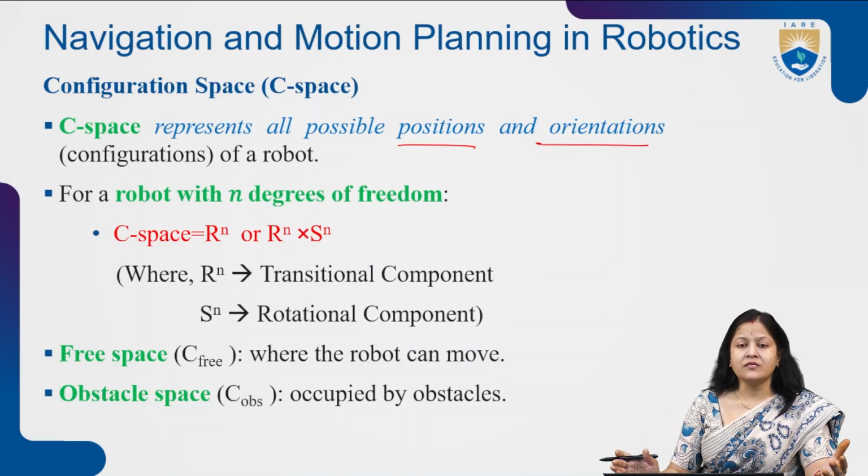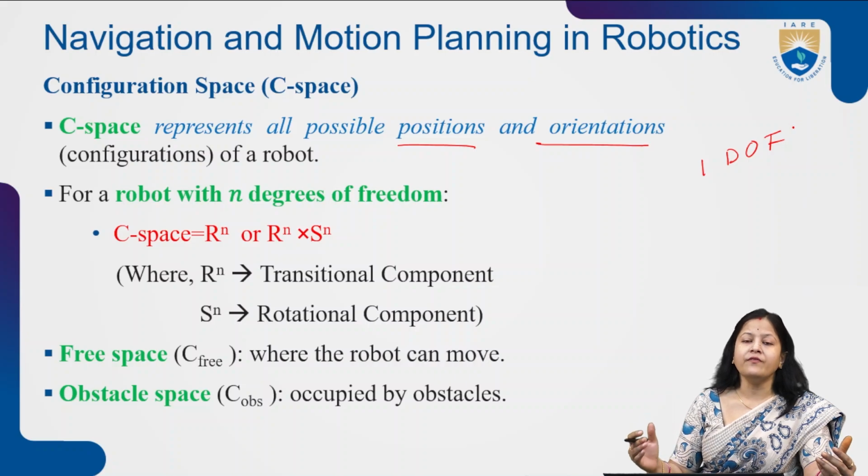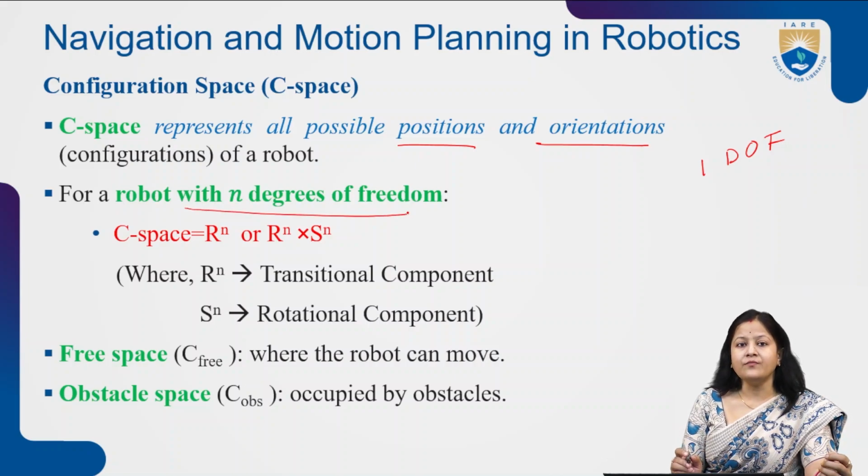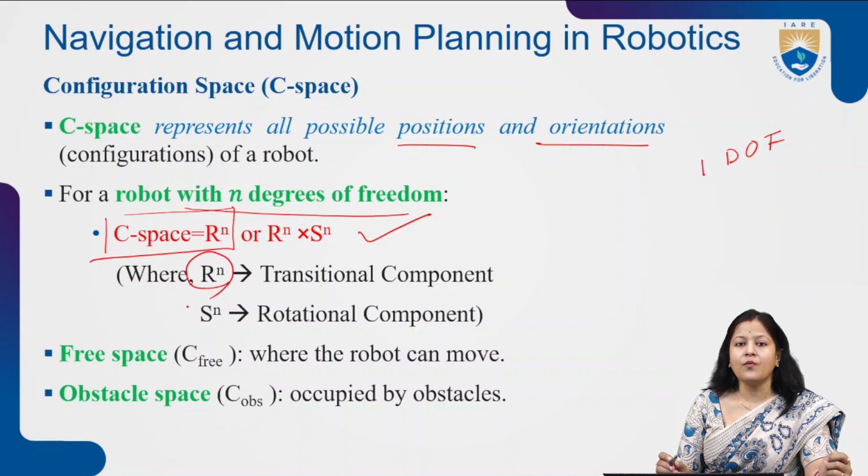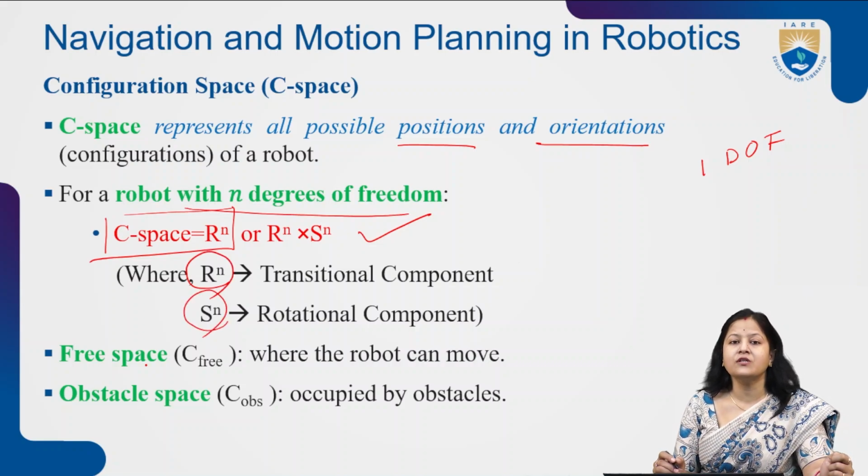How many types of movements are there for the mechanical arm? Suppose the mechanical arm has 6 joints, then 6 movements would be there. So each independent movement is called 1 degree of freedom, 1 DOF. The number of independent movements of the mechanical arm of the robot is called the number of degrees of freedom. So for a robot with n degrees of freedom, we can represent the configuration space with this formula: configuration space is equal to R to the power n, or R to the power n times S to the power n. R to the power n is nothing but the translational component, and S to the power n is called the rotational component.